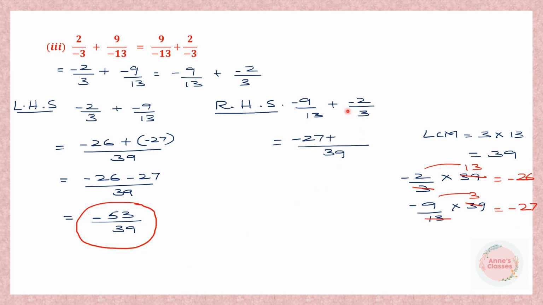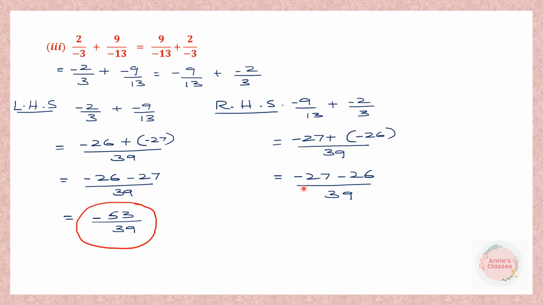Now here we have minus 2 by 3 multiplied by the LCM 39, which we've already done here, and we got the answer as minus 26. So let's write that minus 26. Let's remove the brackets now. Minus 27 minus 26 by 39. Here signs are the same. So we put the same sign and we add. So that will be minus 27 plus 26 is 53 and the denominator is 39.